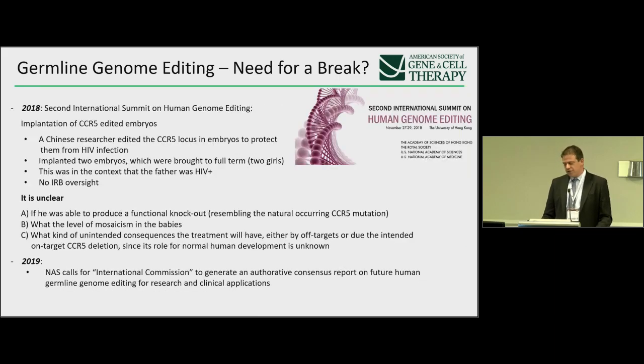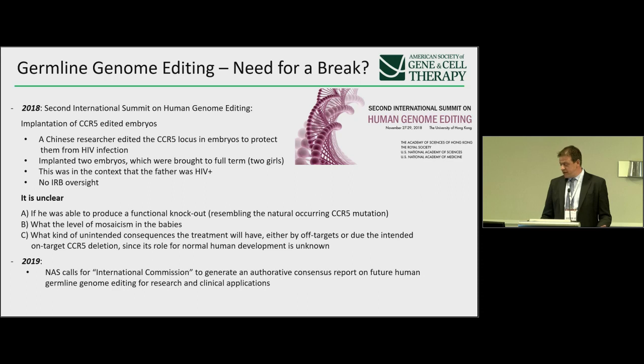Just to finish this off, at the same time, when this was being crafted, a researcher in China finally implanted some of these embryos, and this was after modifying the CCR5 locus I mentioned earlier to render these girls resistant to HIV infection. This was in the context that the father was HIV positive. Obviously, this was done without any oversight, and caused quite a stir in the press, but also in the public, and even caused trouble for some Western researchers who were aware of this.